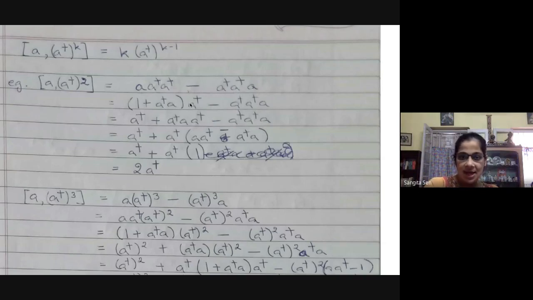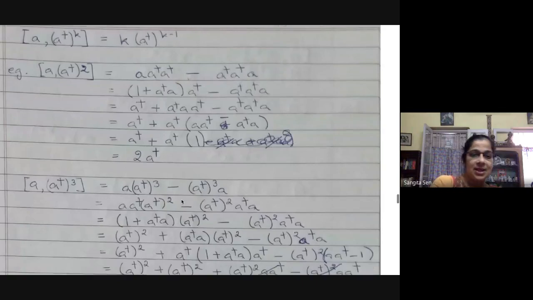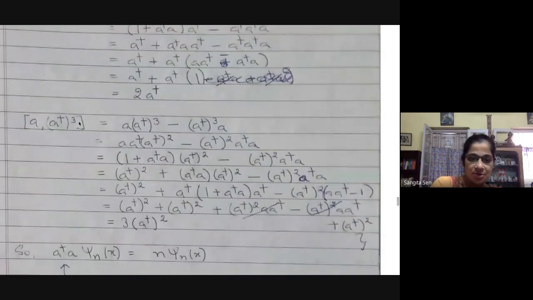And we have this A dagger, okay. Then I open this up. Then I take A dagger common here. Then I get back a commutator form here, which is 1, and this A dagger remains. So I have 2 A dagger. If I do the same thing with 3 creation operators, I get 3, and the power is lowered by 1. So that's 3 has become 2.